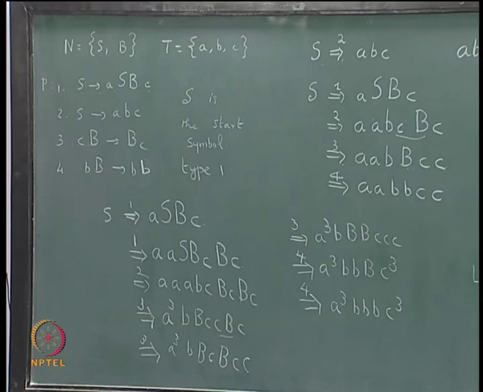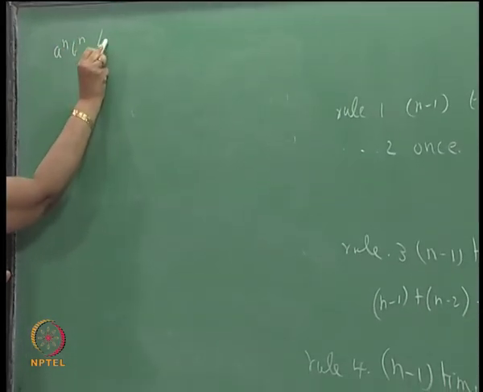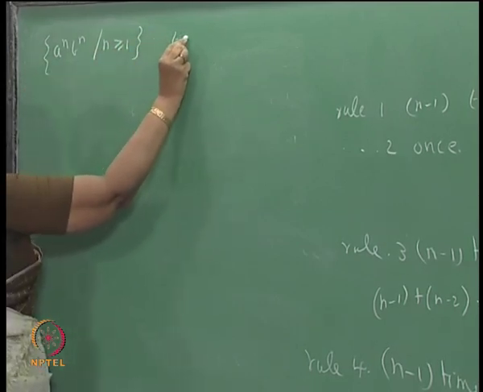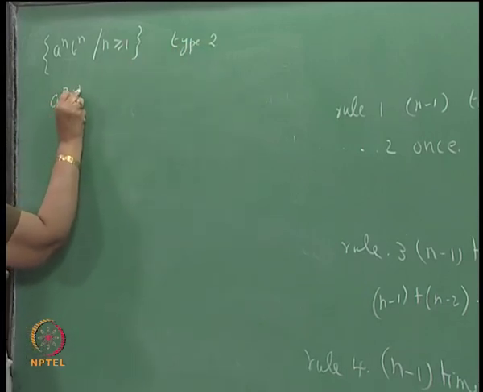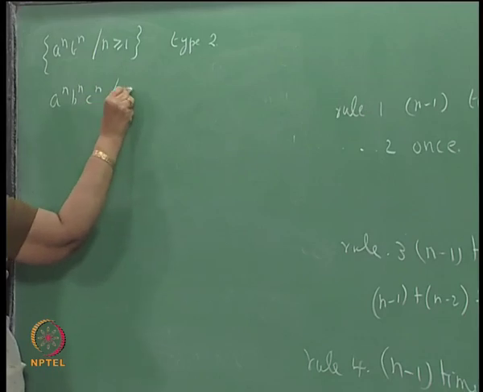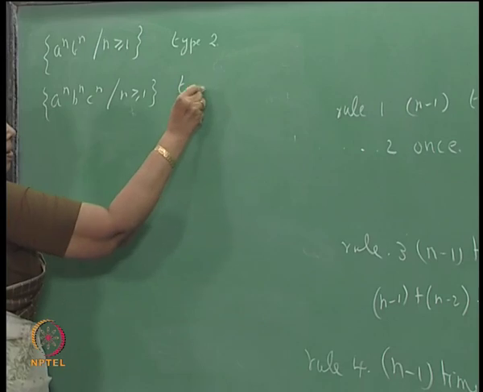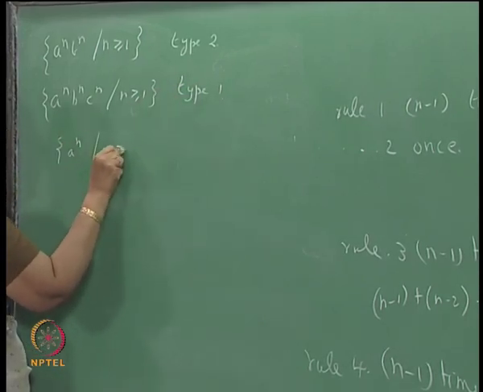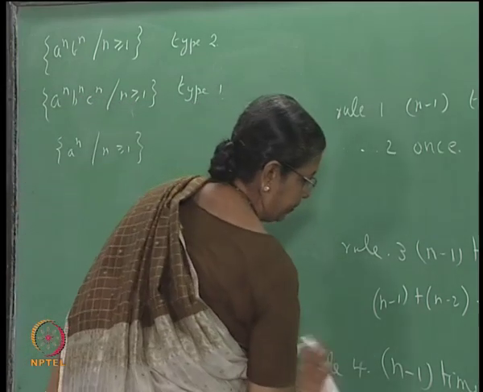Now, we have seen the grammar for a power n, b power n. We gave a grammar in the last lecture for this. Context-free, this is type 2 we gave, and a power n, b power n, c power n. Today we have considered a type 1 grammar. I will consider one more, a power n, n greater than or equal to 1. What grammar can you give for this?